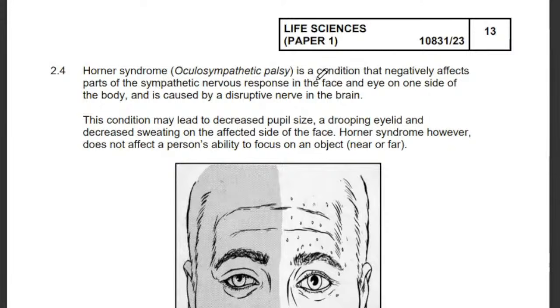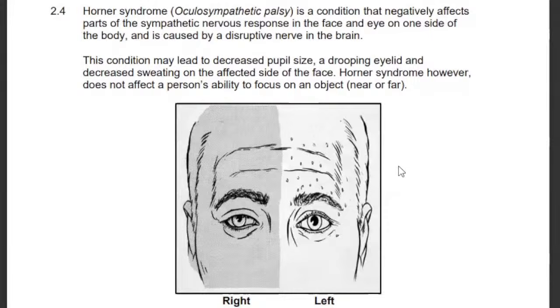Horner syndrome is a condition that negatively affects the part of the sympathetic nervous system in the face and the eye of one side of the body. It is caused by a disrupted nerve in the brain. The condition may lead to decreased pupil size and drooping eyelids, and also decreased sweating on the affected side of the face. Horner syndrome, however, does not affect the person's ability to focus on an object. Yes, so meaning that it doesn't affect the person's ability to see near and far objects.